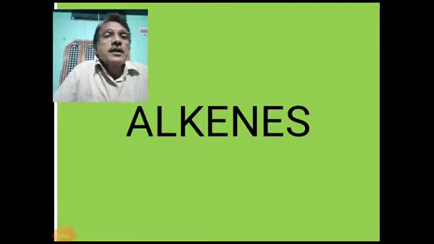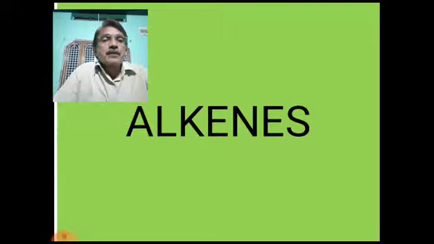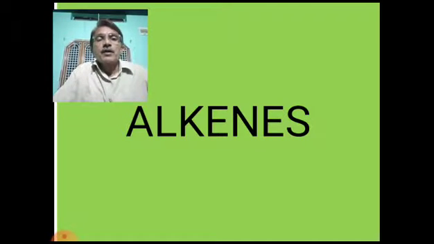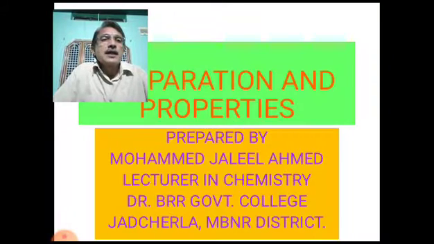Hello students, today we are going to discuss alkenes. Alkenes, preparation and properties. As you know, alkenes are the unsaturated hydrocarbons containing a carbon-carbon double bond. The general formula of alkenes is CnH2n, where n represents the number of carbon atoms. So, in this topic, we are going to discuss preparation of alkenes and properties of alkenes.